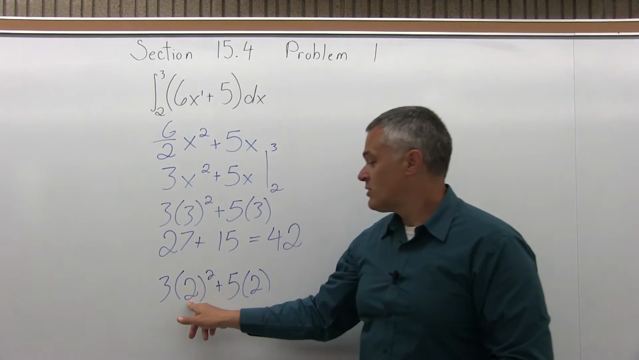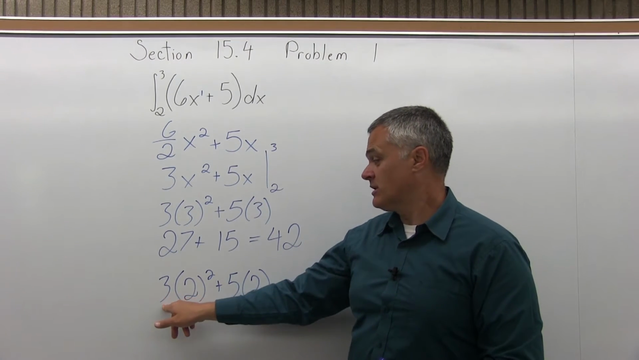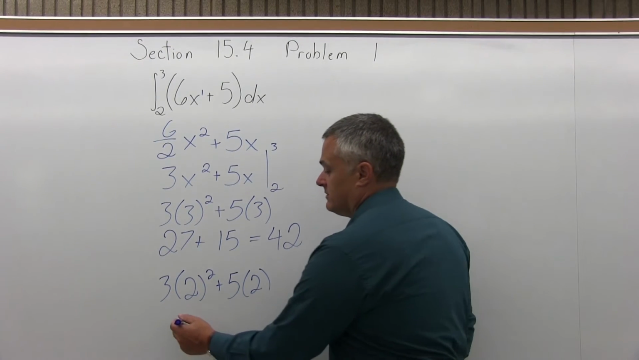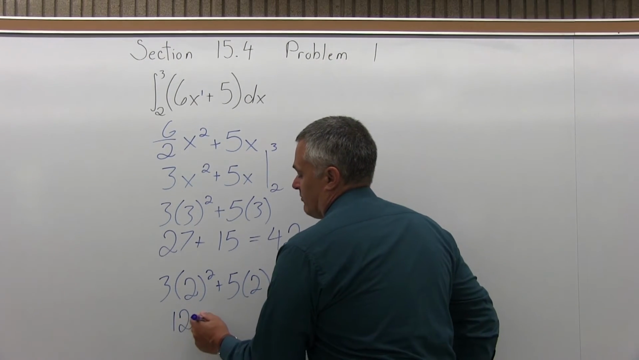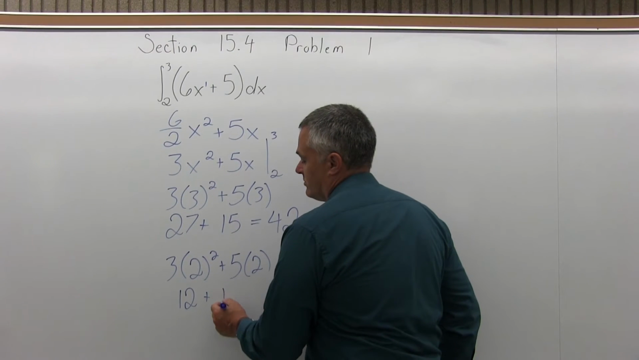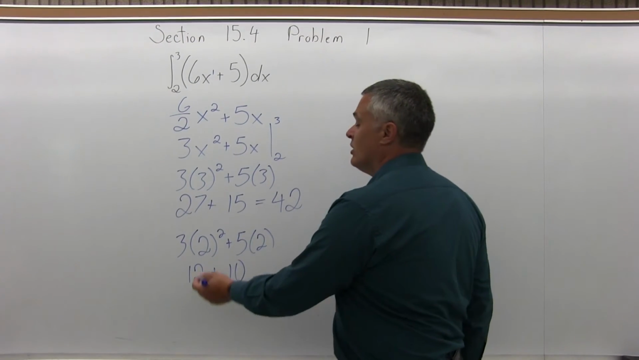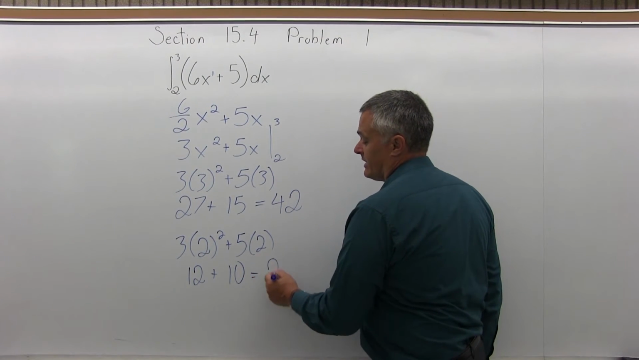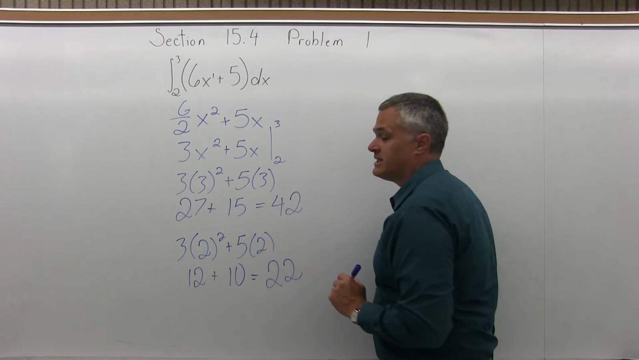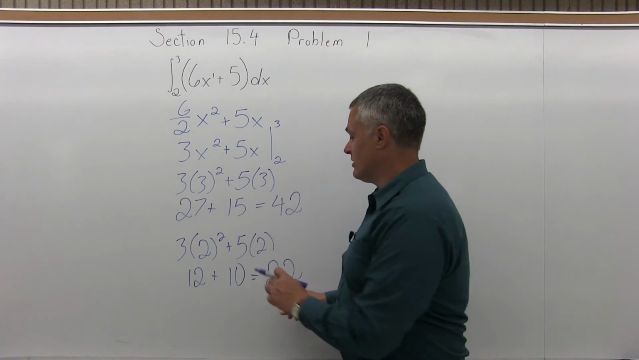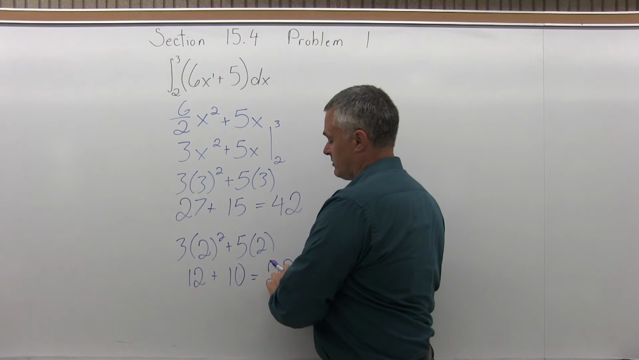So 2 squared is 4, times the 3 in front will be 12. And then plus 5 times 2, 5 times 2 is 10. 12 plus 10 is 22. So that's the end of step 3. We put in the 2 from the problem and got an answer of 22.